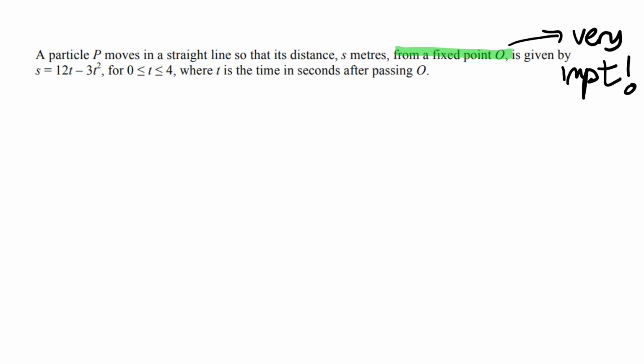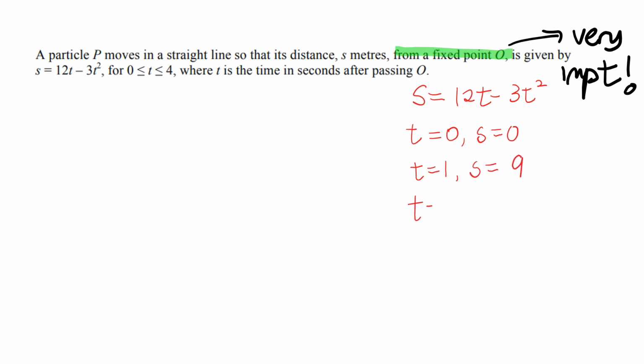So what we're going to do is substitute t to be 0 seconds, 1 second, 2 seconds, 3 seconds, 4 seconds, and calculate the distance. When t is equal to 0, the distance s is equal to 0. T is equal to 1, you will get s equals 9. If t is 2, you will get 12 times 2 minus 3 times 2 squared, that gives you 12. T equals 3, you will get s equals 9. And t equals 4, you get s equals 0.